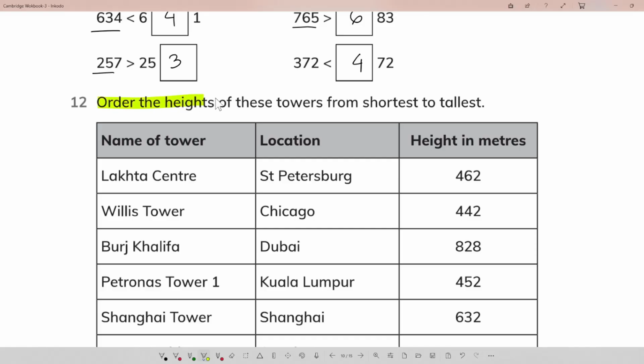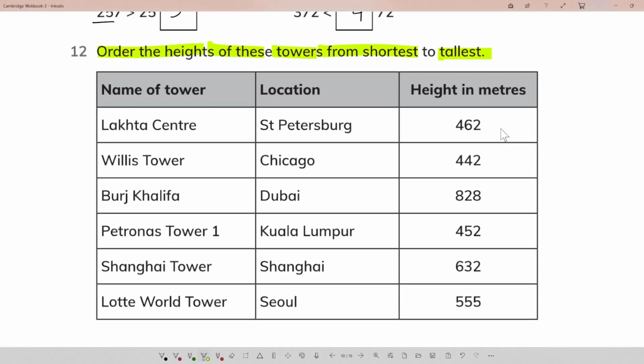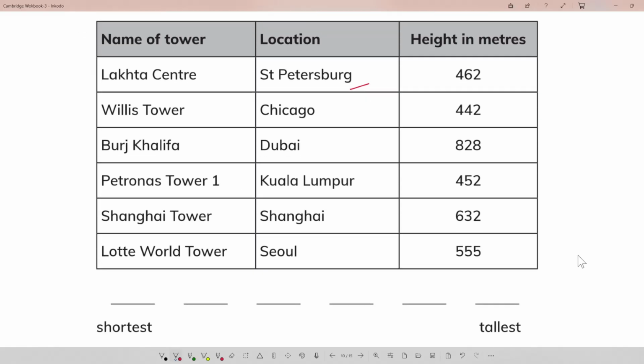Okay, now order the heights of these towers from the shortest to tallest. So here is Lakhta Center, which is in St. Petersburg, 462 meters. Willis Tower, Chicago, 442 meters. And first we have to find out the highest one. Oh sorry, the shortest one. So which one is shortest? Look, here shortest is 442, which is Willis Tower.